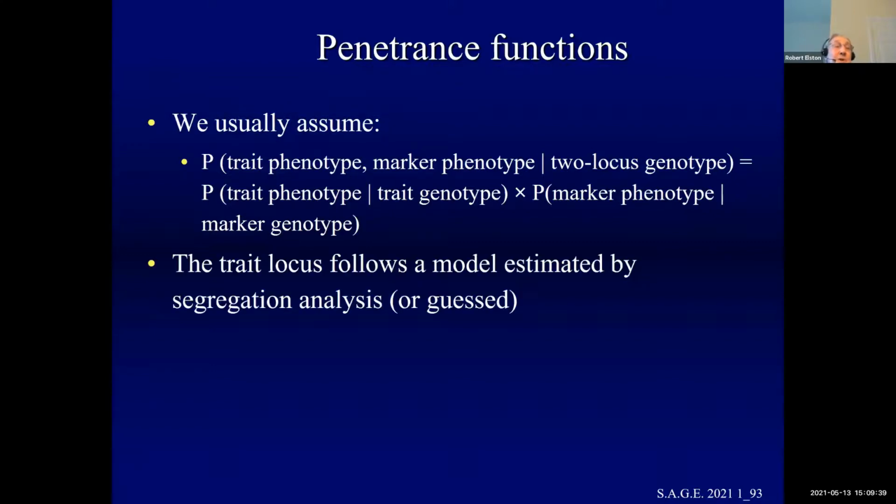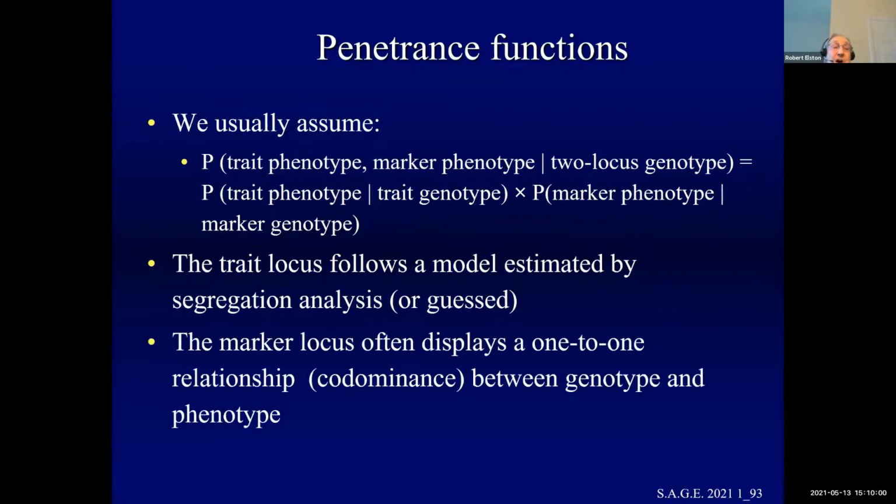The trait locus follows a model either estimated by segregation analysis or guessed. It used to be, years ago, guessed. Now we do a segregation analysis and then assume some model from the result of it. The marker locus often displays a one-to-one relationship, codominance, between genotype and phenotype, but it doesn't have to. For example, at the ABO blood group, we already know there are phenosets, which suggest that sometimes when you see a phenotype, it could be due to more than one genotype.